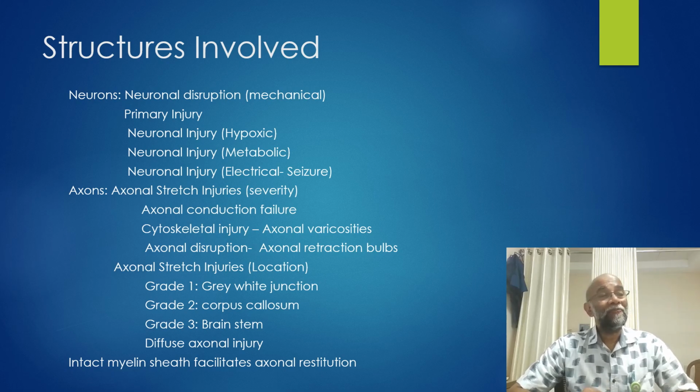Axonal injuries, again, do better when the myelin sheath is intact. This is one of the reasons why very young children who suffer an inertial brain injury sometimes have very poor outcomes. That is because they don't have a myelin sheath to protect axonal integrity and help axonal regeneration, not fully proven.